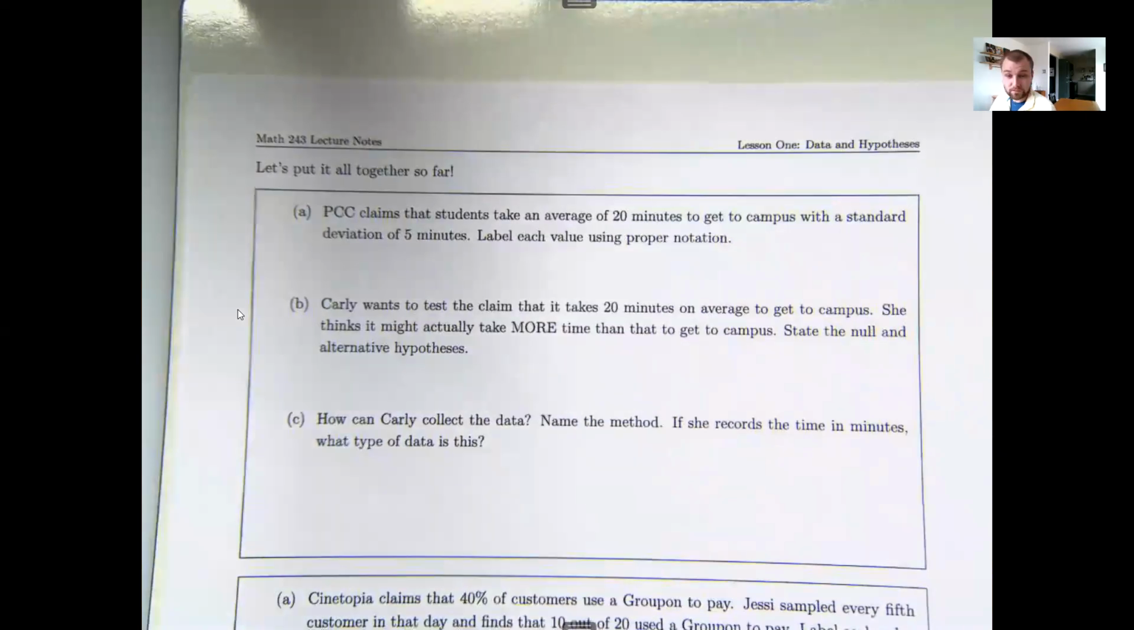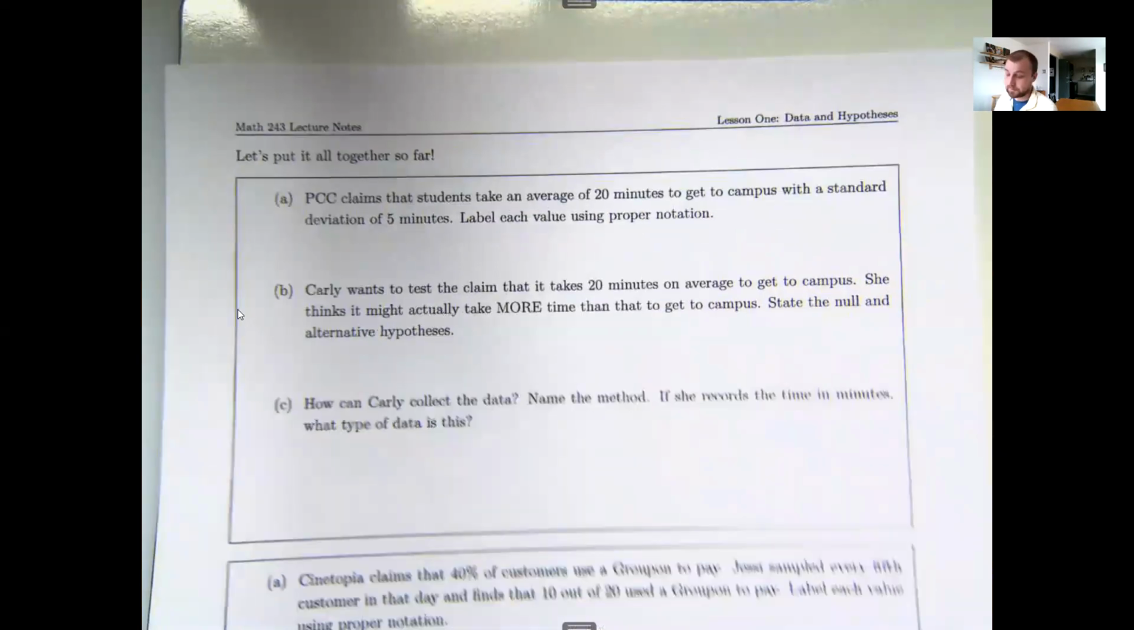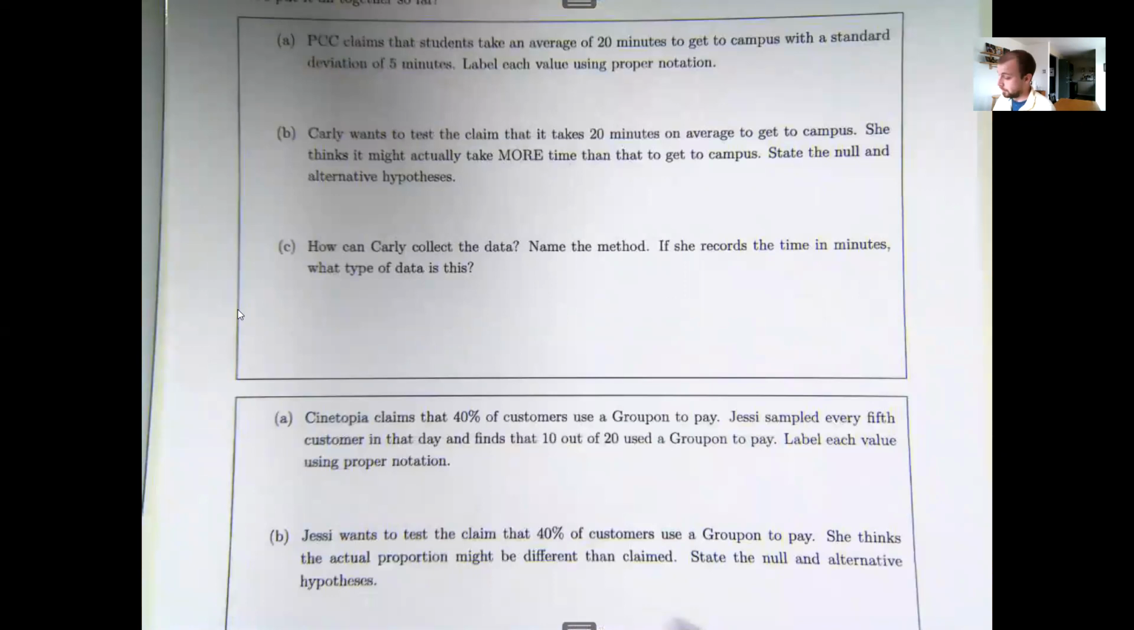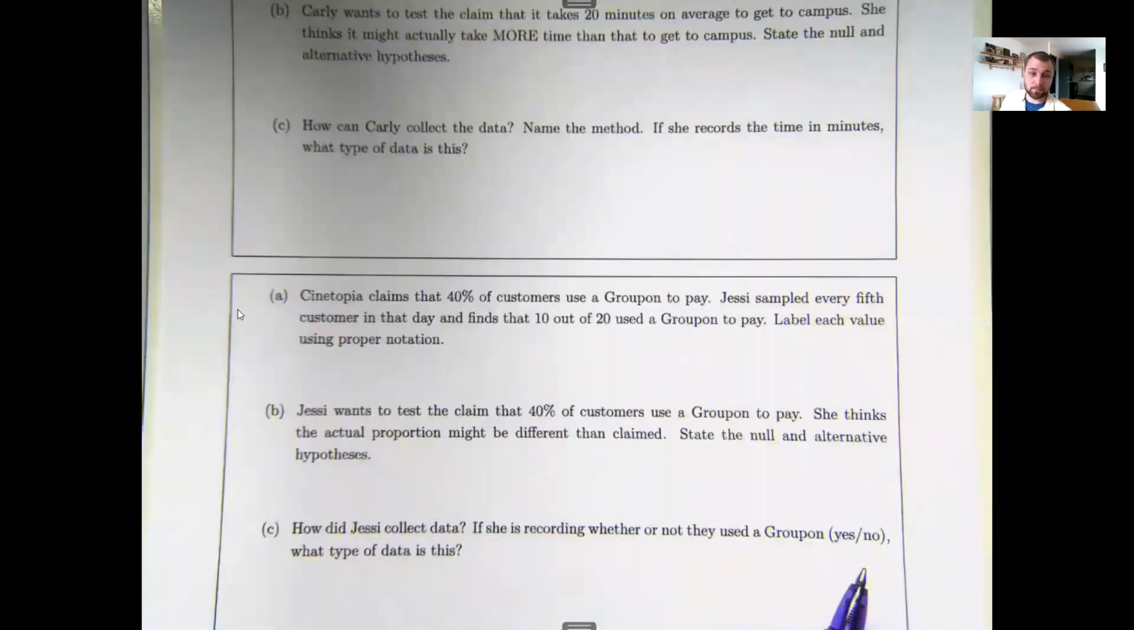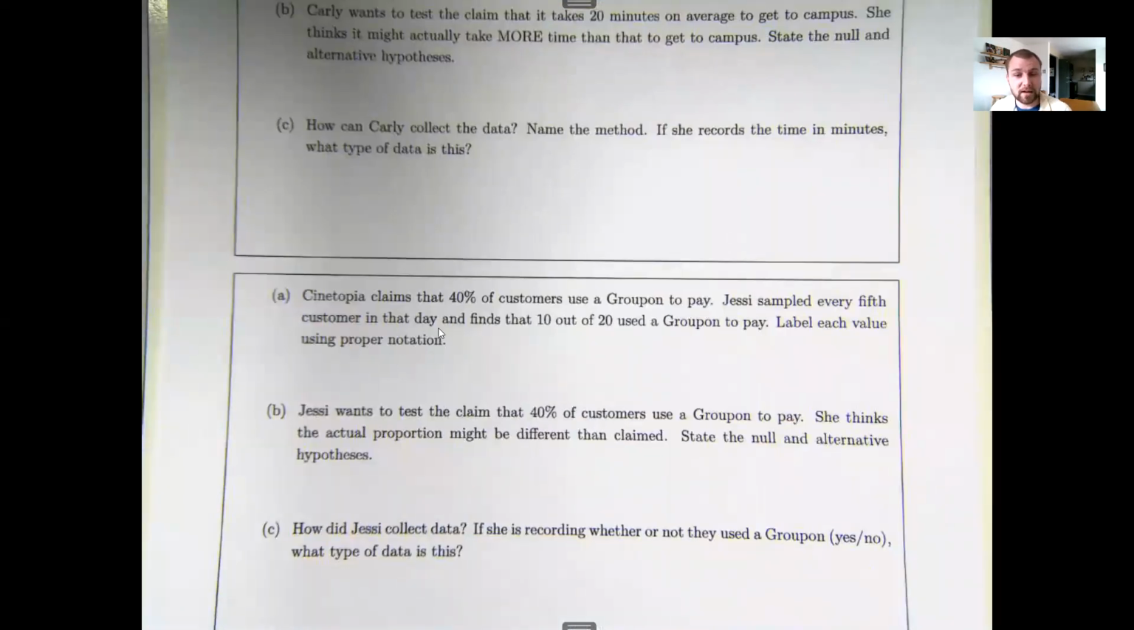And I've got two examples here. I'm going to leave the top one for you to try on your own. I'm going to do this bottom one. Cinetopia claims that 40% of customers use a Groupon to pay. Jesse sampled every 5th customer that day and finds that 10 out of 20 of them used a Groupon to pay. Label each value using proper notation.